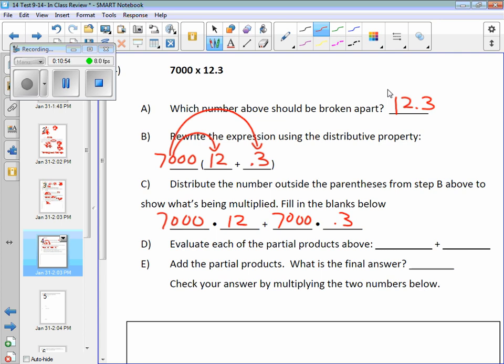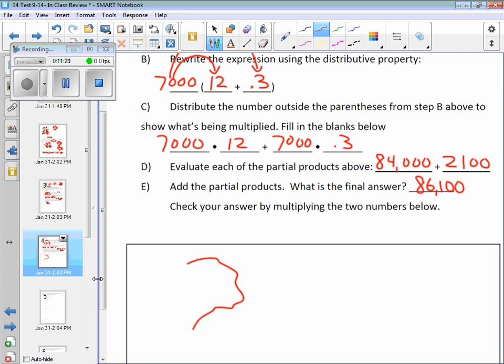Seven thousand times 12 is 84,000. Not 8,400, but 84,000. 7,000 times 3, again, we're looking at a number that's going to be less than 7,000. You'll wind up getting 2,100. And then when you add both numbers together, you'll get 86,100. And when you check the math down below, you'll get it to match up.